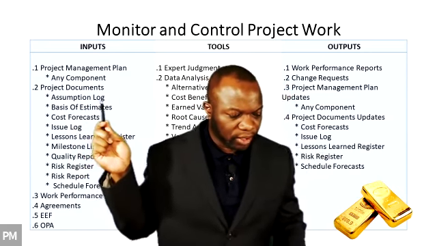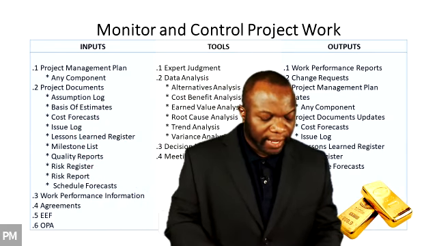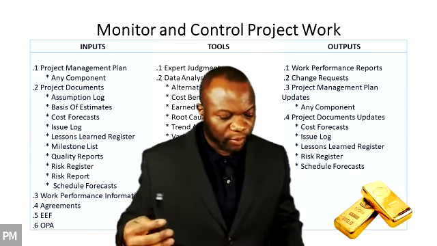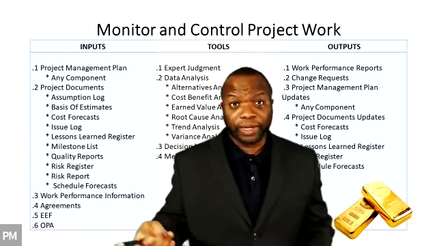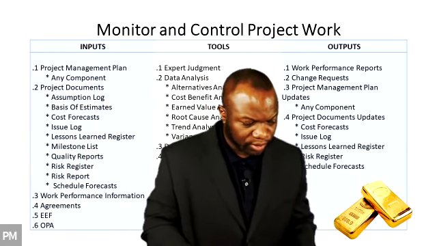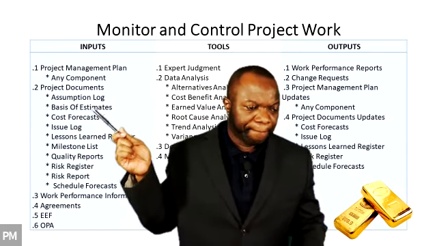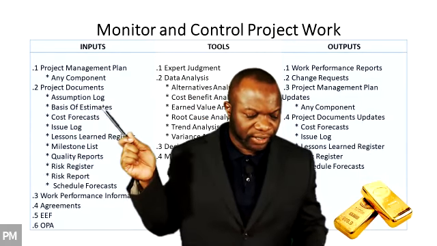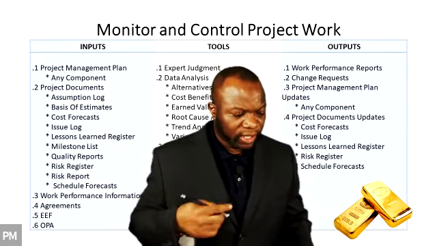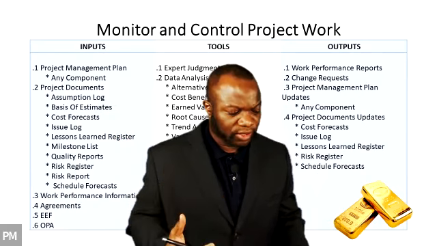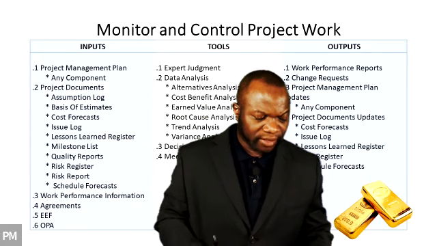So the assumption log contains constraints and assumptions, and these need to be watched at this point as we are monitoring and controlling the project. It makes sense, right, to keep an eye on your constraints and assumptions, okay? Those may affect the project. We need to keep an eye on them. BOEs, this refers to the basis of estimates, and this indicates how estimates were derived. It helps us understand the context of the project report and the information we're getting back.